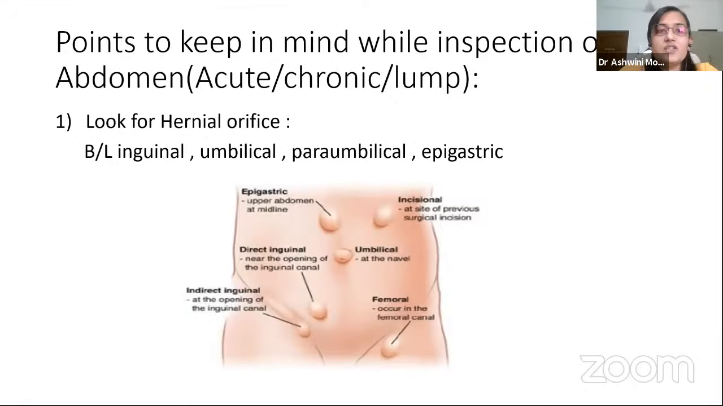Now jumping into the examination, what inspectory findings will we see? In any abdominal case, whether the patient comes with an acute abdomen or a chronic abdomen, we usually forget to check all the hernial orifices. So I always prefer to check the hernial orifices first, whether it is an acute or chronic condition or whatever. Here I have shown a picture of all these hernias: both inguinal hernias, direct and indirect, femoral, saphenous, umbilical hernia, epigastric hernia, or any incisional hernia.